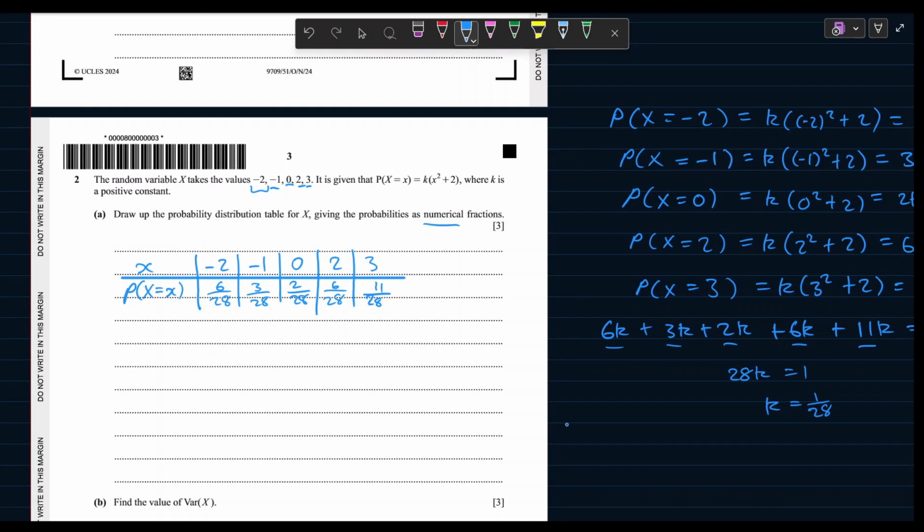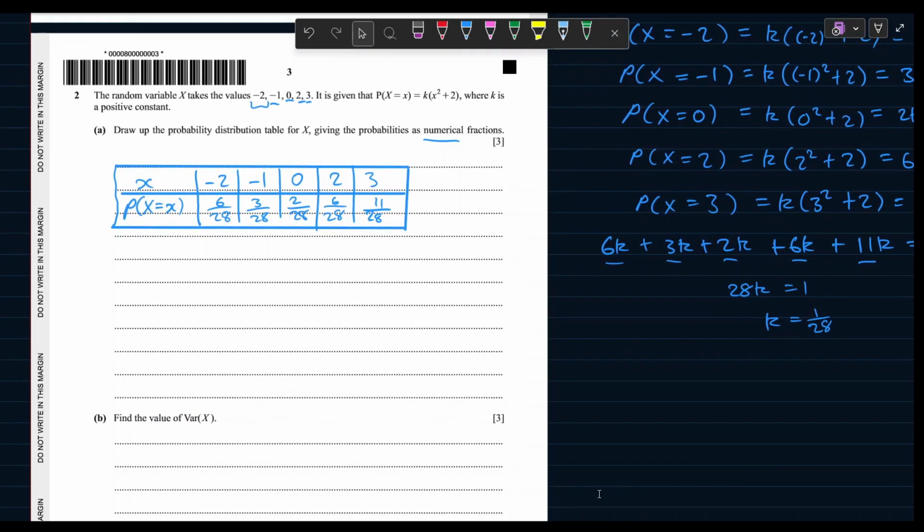And of course, close the cells of your table and make sure to use a ruler. Do not draw freehand like I am. Okay, so this would be our probability distribution table for x, giving our answers as numerical fractions.